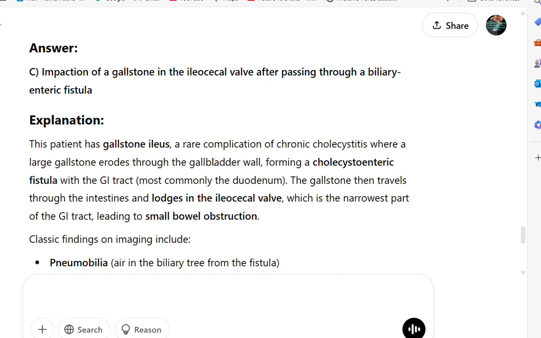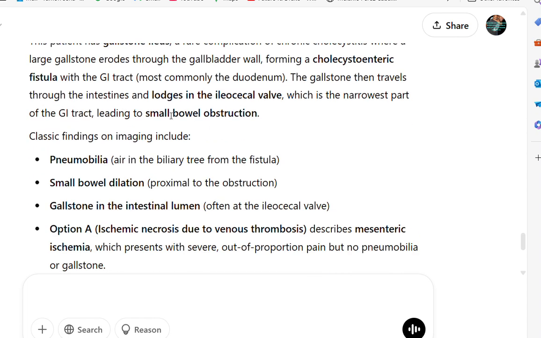The gallstone then travels through the intestines and lodges in the ileocecal valve, which is the narrowest part of the GI tract, leading to small bowel obstruction. Classic findings on imaging include pneumobilia, air in the biliary tree from the fistula, small bowel dilation proximal to the obstruction, and a gallstone in the intestinal lumen, often at the ileocecal valve.